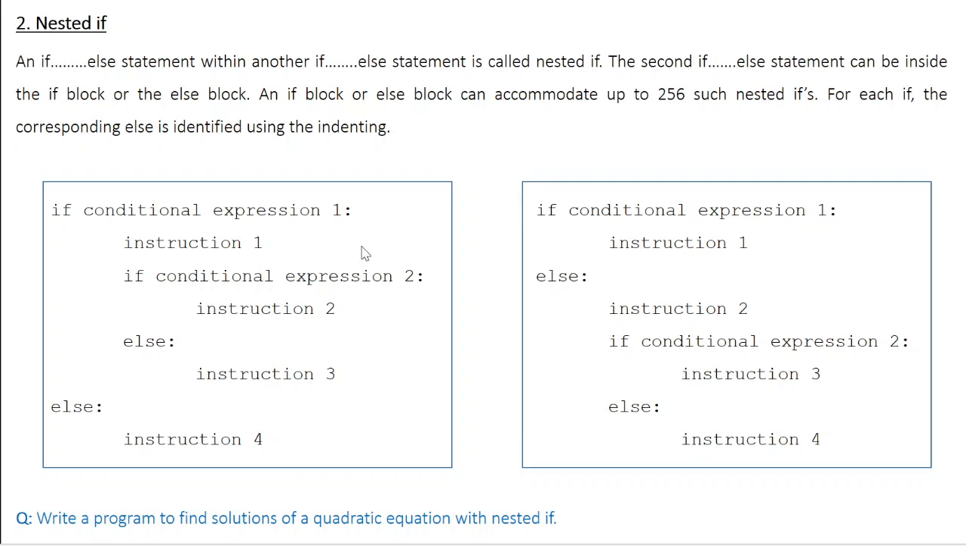So this is the general syntax for nested if. If conditional expression 1 colon, inside that you have some instruction, call it instruction 1. Then I will have an if-else statement inside the if block. So if conditional expression 2, then you have instruction 2, else, then you have instruction 3, then you have the else corresponding to the first if and the instruction corresponding to that else. So you have a number of connected if-else statements.